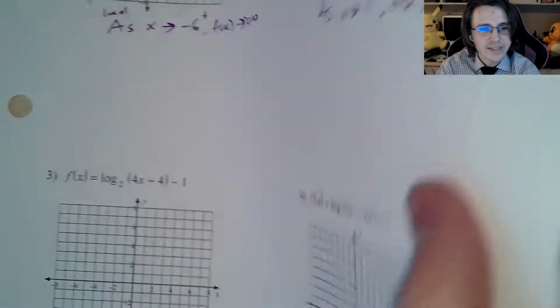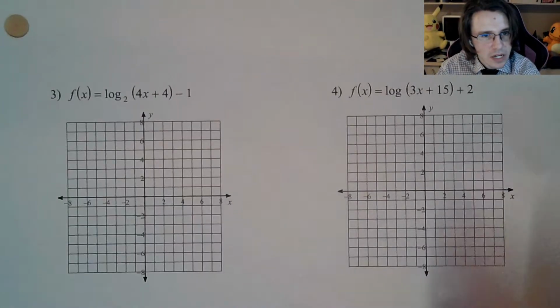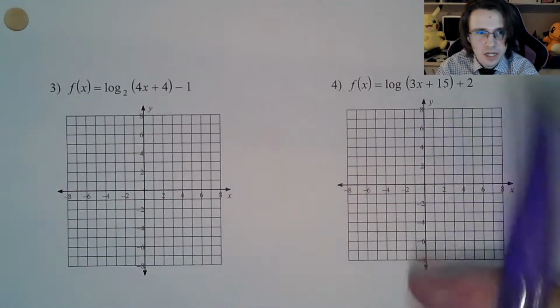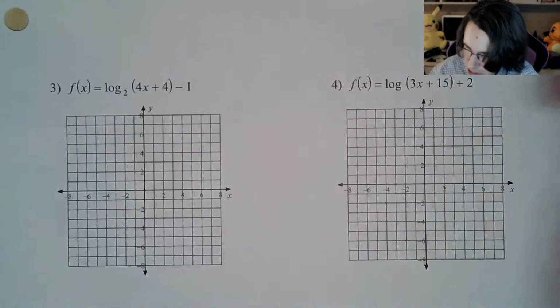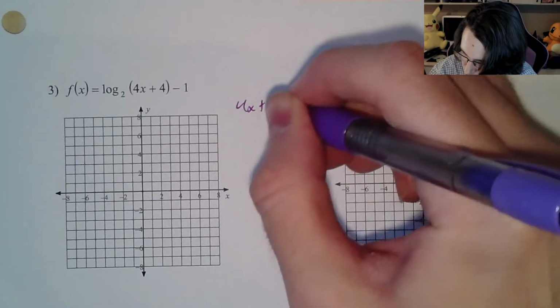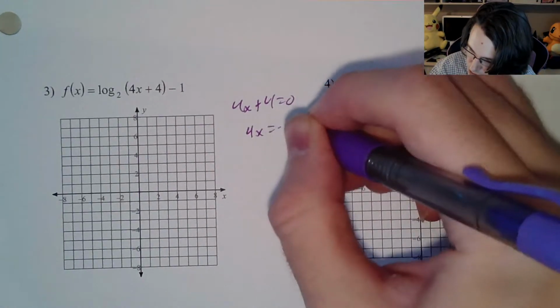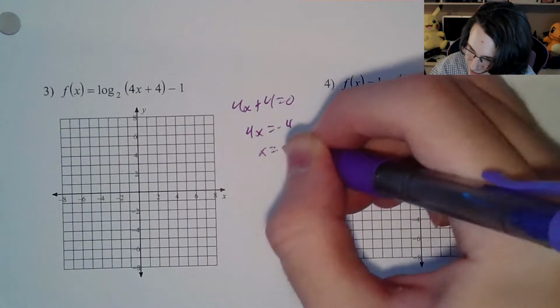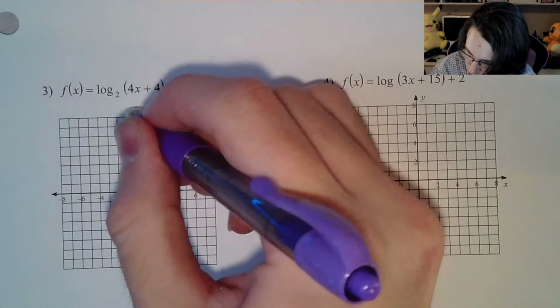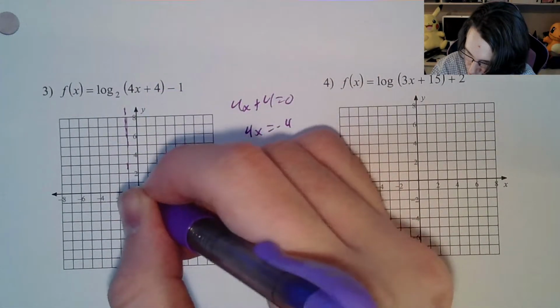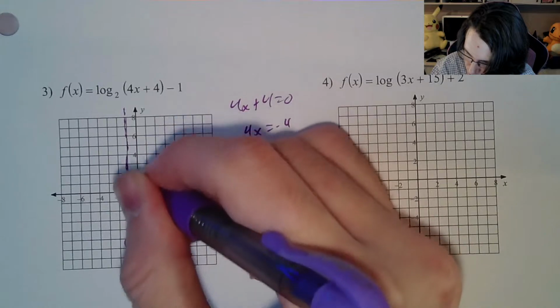Cool. All right, number 3, same exact idea. Some people get afraid because we have all these extra 4s and numbers and other things. Don't be. You do exactly the same stuff. You set 4x plus 4 equal to 0. A little bit of extra effort this time because you have to do 2 steps. Subtract 4, divide by 4, you get negative 1. Here's our asymptote, at negative 1.